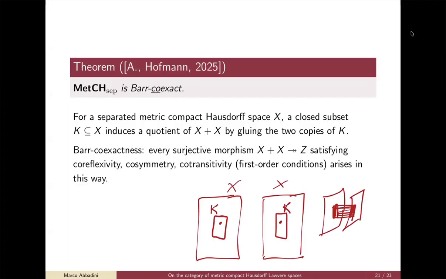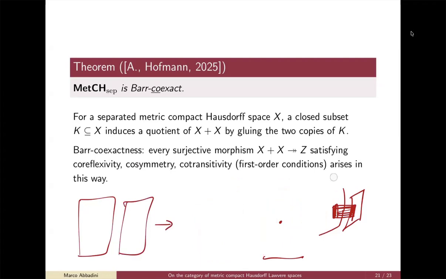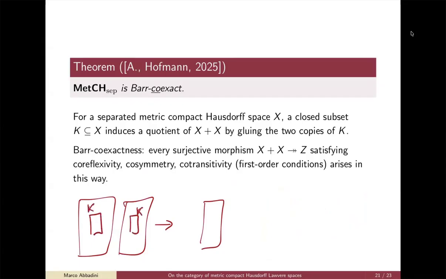So we get some gluing. Barr-coexactness says that if I start with a surjective morphism from X plus X to some Z, and it satisfies three conditions, coreflexivity, cosymmetry, cotransitivity, I will not go into details of what these are, but these are first order conditions, then I can get this higher order condition, which is the existence of a closed subset K such that this surjective morphism is precisely gluing at K. So from these first order conditions, I get the existence of a subset K. And here compactness is crucial.